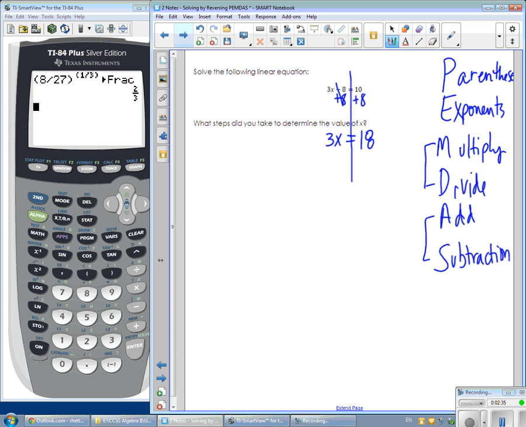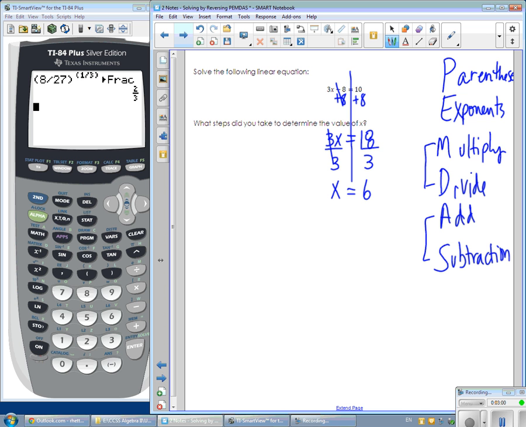Since I'm multiplying x by 3, in order to invert that, I would divide both sides by 3. And so remember, 3 divided by 3 gives us 1, and 1x is simply x. And then 18 divided by 3 gives us a value of 6. And so what we've done is we've used the inverse order of operations, or the reverse order of operations, to solve this equation.